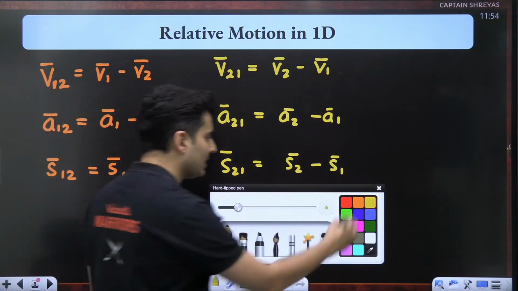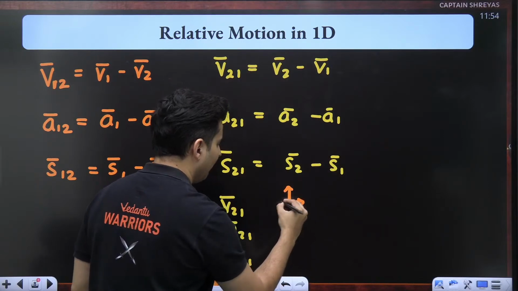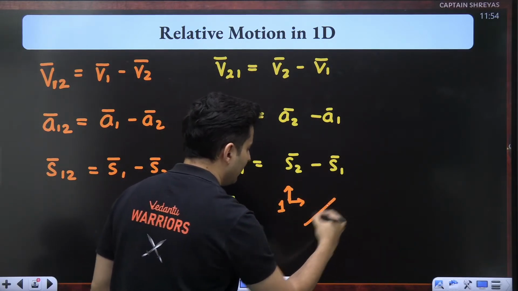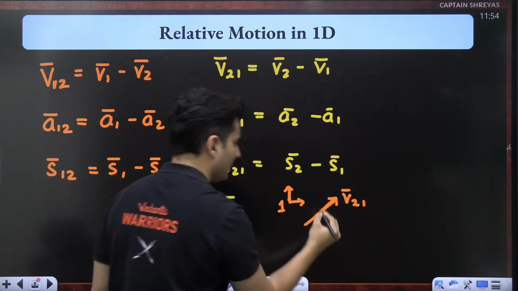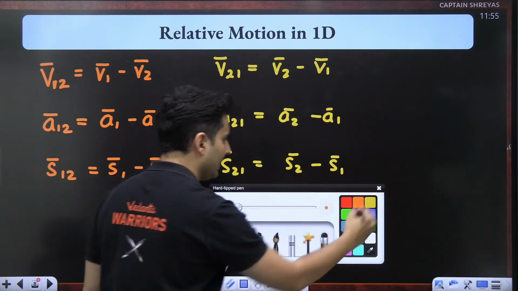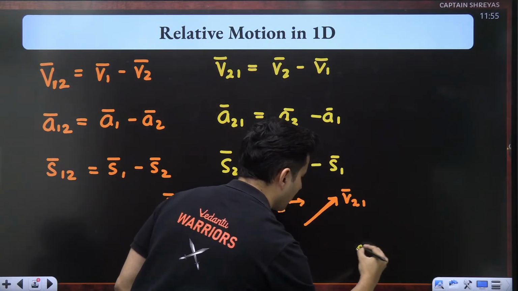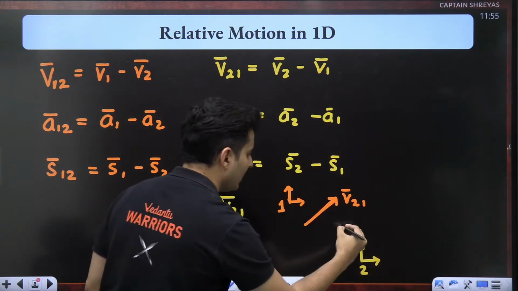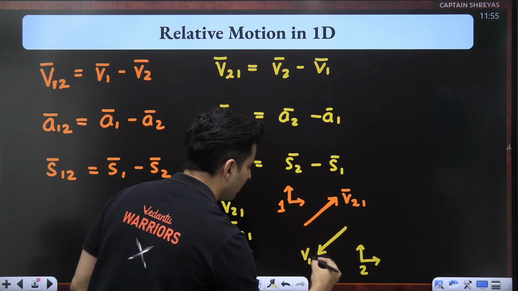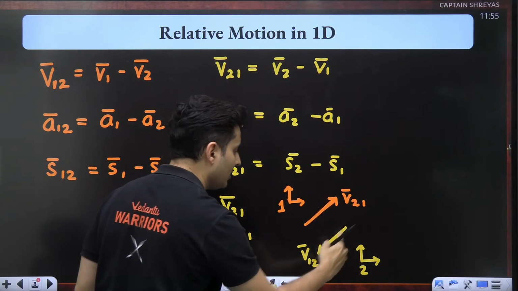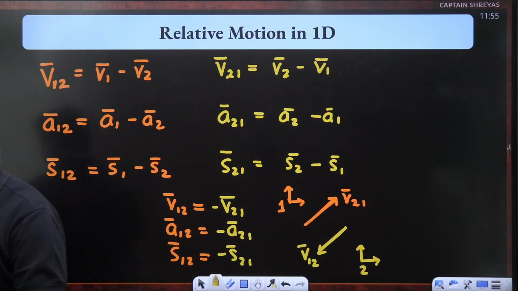Which also means that if one is the observer, and that person sees the second object going like this relative to him, then when 2 becomes the observer, he will see object number 1 exactly going in the opposite direction but with the same magnitude. This is what it means.